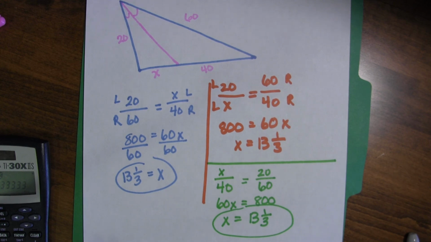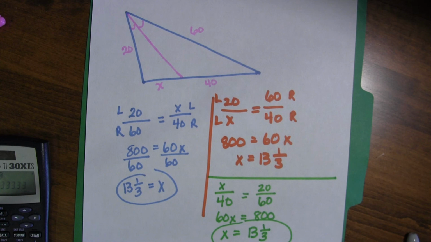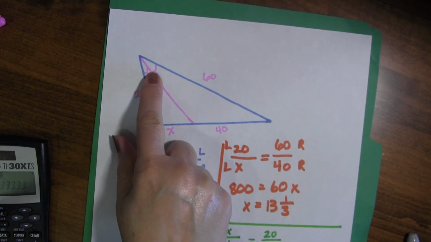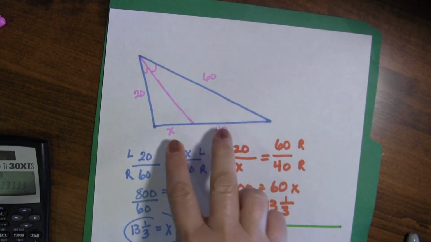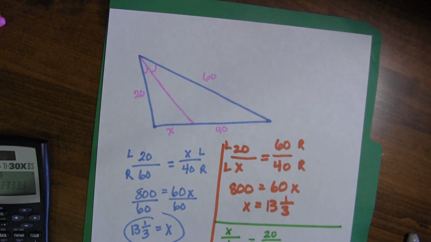All right, so that is the angle bisector theorem. If we cut that angle in half, then the remaining sides are in proportion to each other. I hope that makes sense.